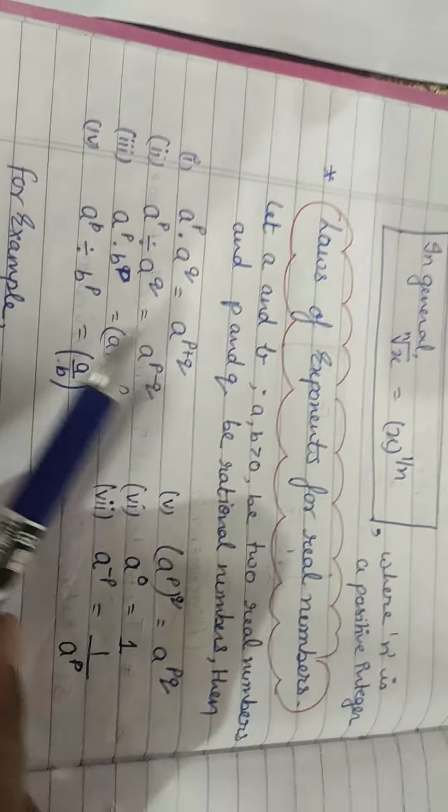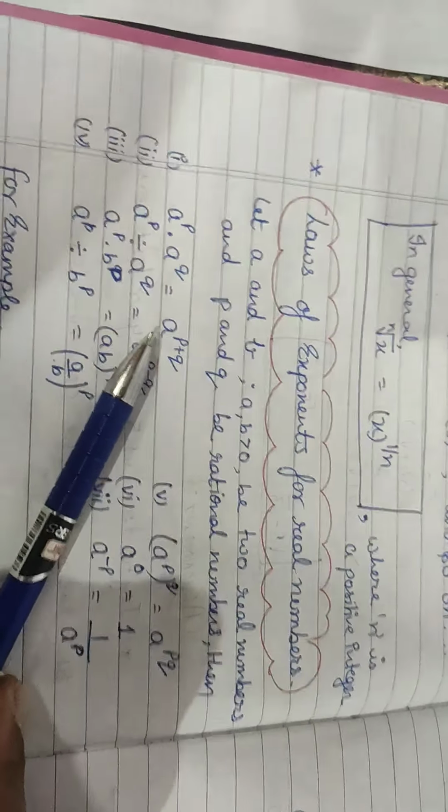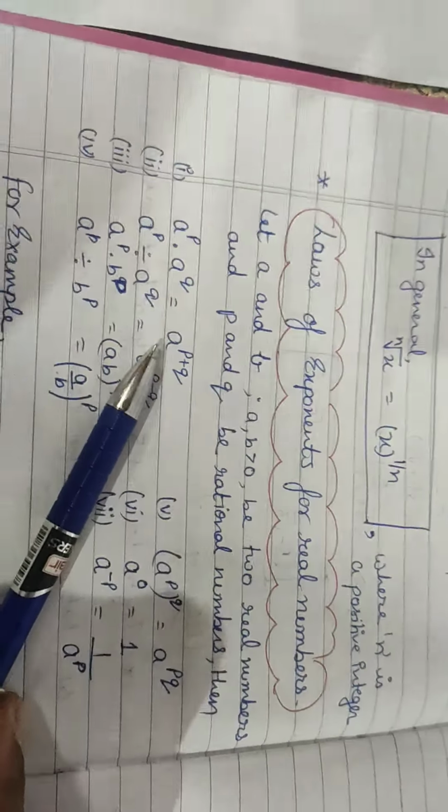These are 7 in number. The very first law, you can observe, you have done earlier as well. The only difference is that here a and b are real numbers, and p and q are rational numbers. The very first law: you can observe here the bases are the same in multiplication but the powers are different. So what we'll do? We keep the common base and add the powers. Now the second law, same for division. Again the base is the same but the powers are different. So with the common base we'll subtract the powers.